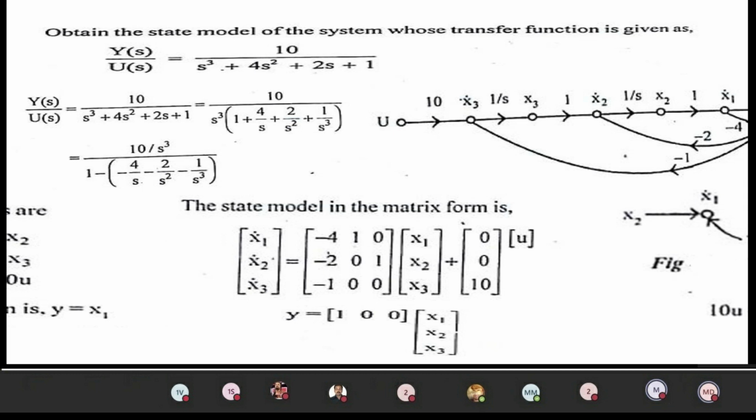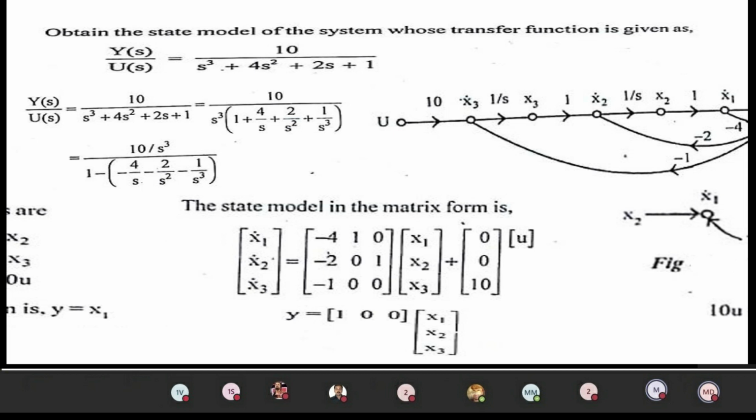So for each one of s you will be getting an input and output node. The input is u, and the equation is x1 dot is equal to minus 4 into x1 plus 8 into x2, and x2 dot is nothing but minus 4 into x1 plus x3, and x3 dot is nothing but minus x1 plus 10u. So that will be the thing. The output equation is nothing but y is equal to x1.